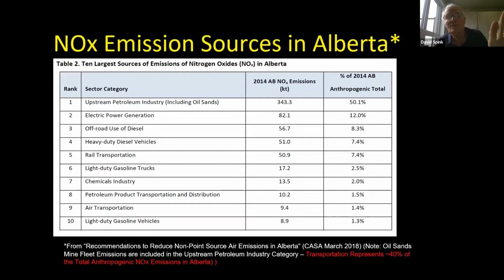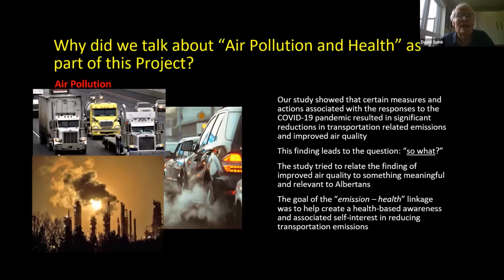And here are NOx emissions, which are a major emission source type associated with vehicles. This is some data from the non-point source report. I won't go into it. The red at the bottom, approximately 40% of the total NOx emissions in Alberta, are associated with on and off-road gasoline and diesel emission sources. Next, please, Julie.